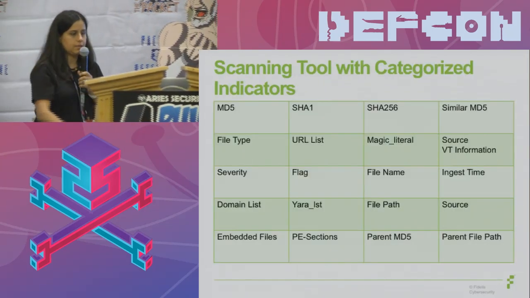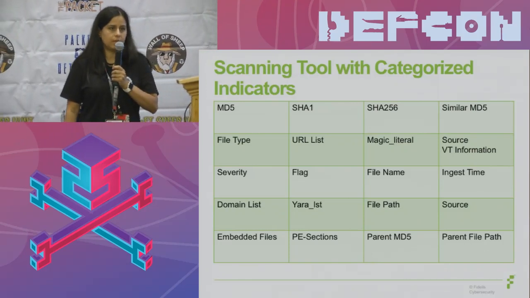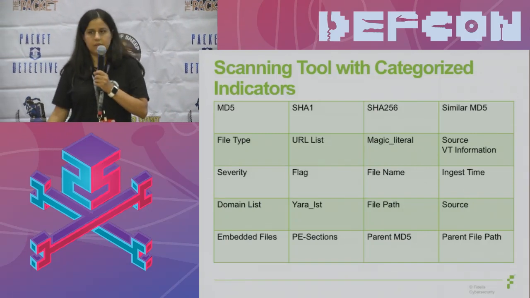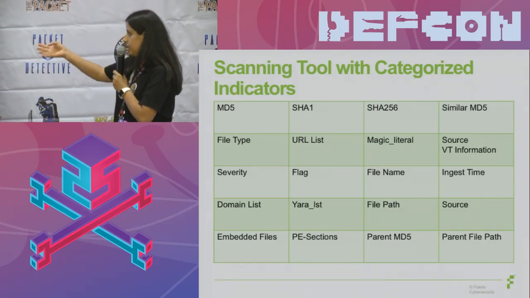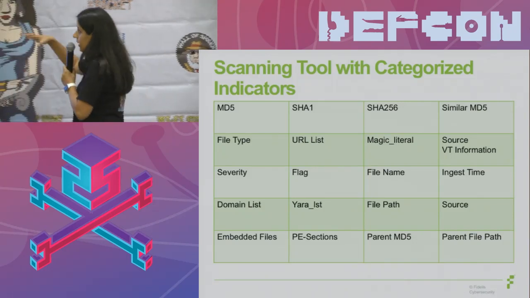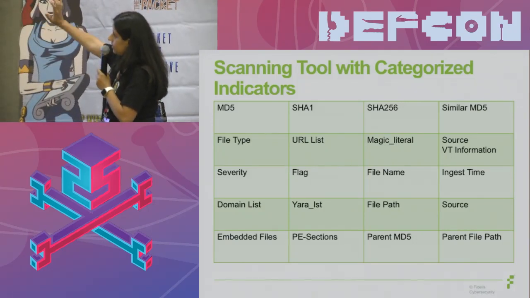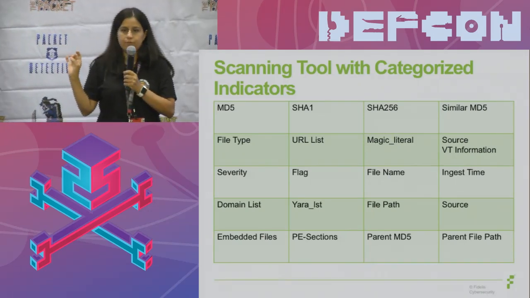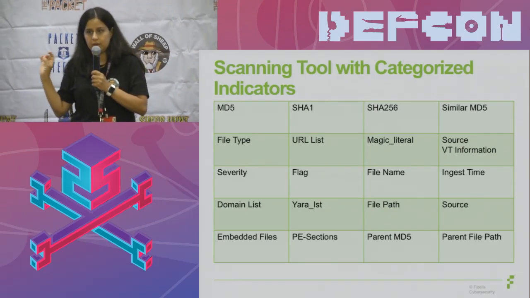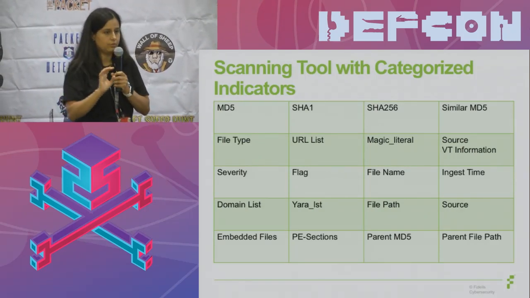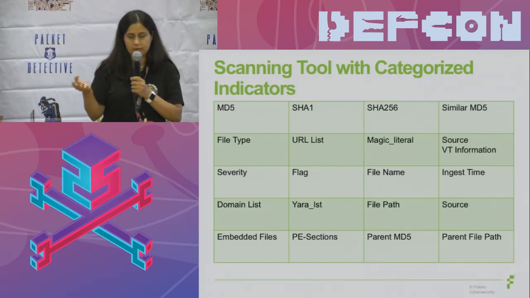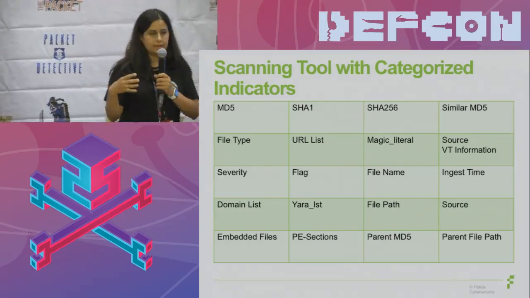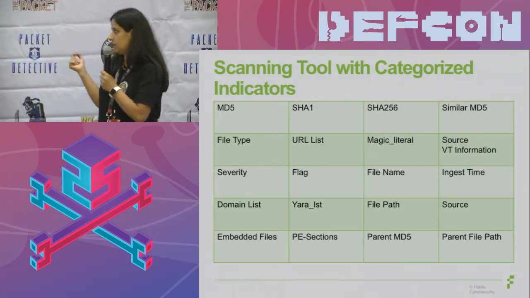Also, as I said, there are 20 indicators that are extracted from each single file. Depending on the file type, some of them might be empty. For example, if there are no PE sections in it, then it's going to be empty. However, you are able to get all of these, like MD5, SHA-1, SHA-256, and similar MD5s. If there are some malicious MD5s that are similar to the particular file you're analyzing, it is going to give you a list of similar MD5s. File type, and if there is any malicious URL that has been extracted from the file, it is going to be given to you.